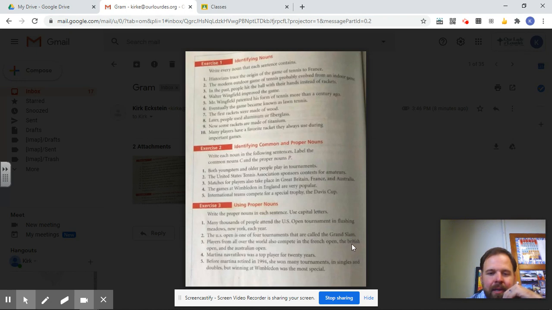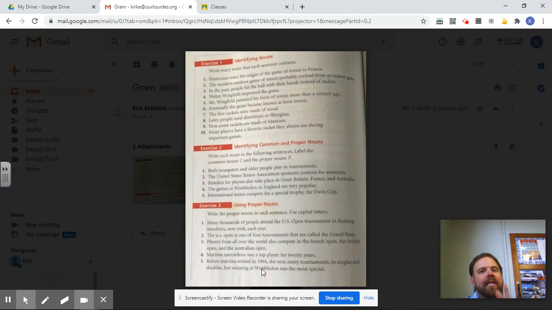French Open, British Open, and Australian Open are all uppercase for number 3. Navratilova is her last name. So Martina Navratilova is all one name, uppercase. And that's it for number 4. And then number 5, Martina is uppercase. And that should be it because Wimbledon is already uppercase.